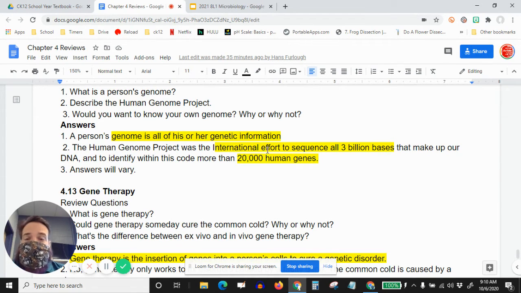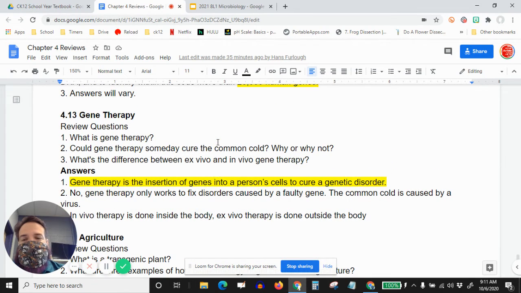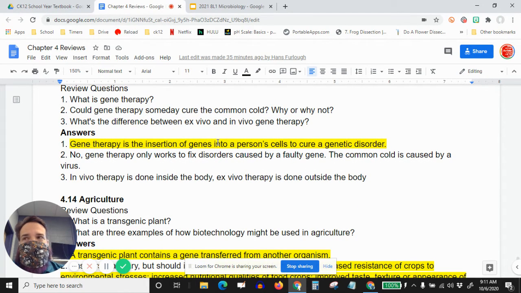The Human Genome Project was an international effort to sequence all 3 billion bases that make up human DNA and to figure out the code for 20,000 human genes. And so, yeah, that was a lot. But they did figure out the sequence. I don't think they've translated all of the genes yet and figured out what all the genes do, but they have figured out the sequence of human DNA. So it's kind of like you know what all the words are in an alien language, but you don't know what all of the words mean yet.